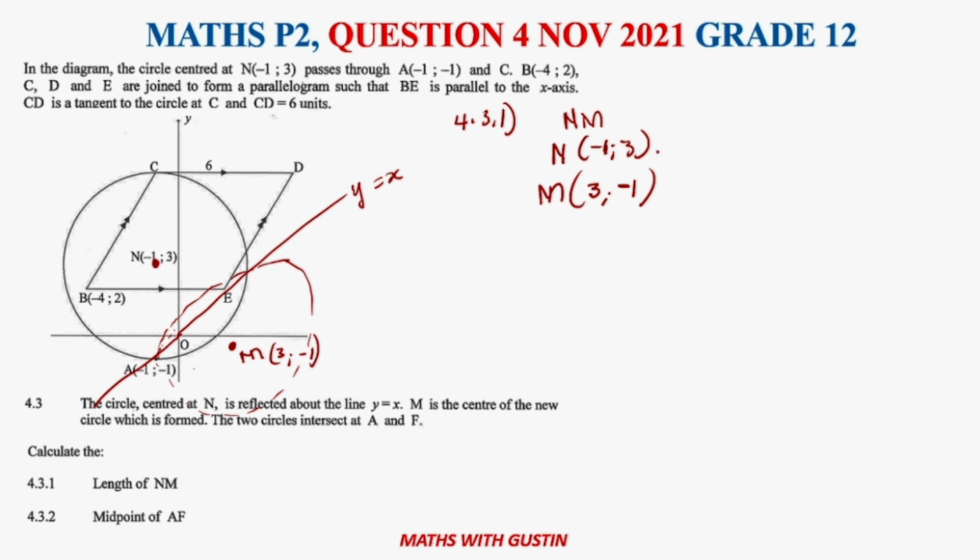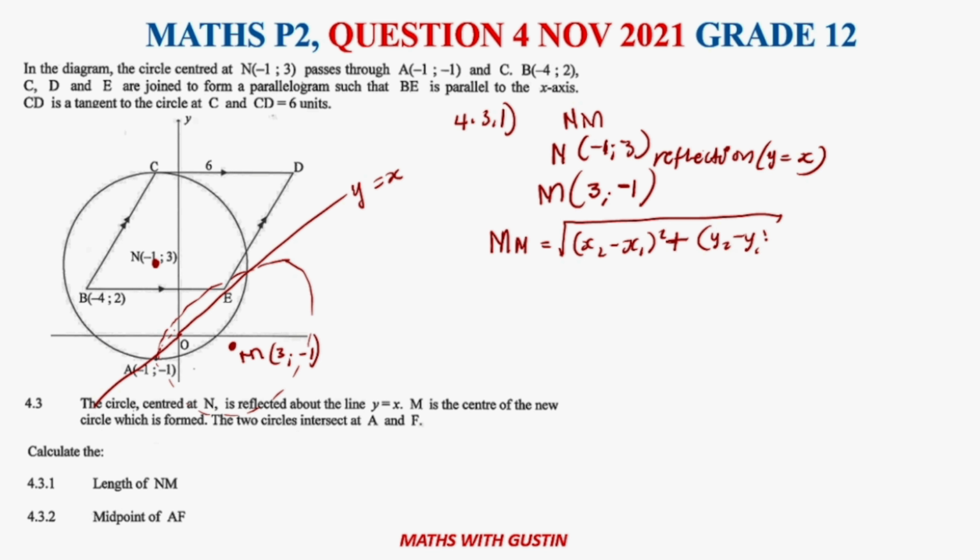So please guys, you must know the reflection: what to do when you reflect something along a given line, especially along the line y equals x. Great stuff. Now they say we must find the distance between M and N. So what is our distance formula? It is given by the square root of x2 minus x1 all squared plus y2 minus y1 all squared.